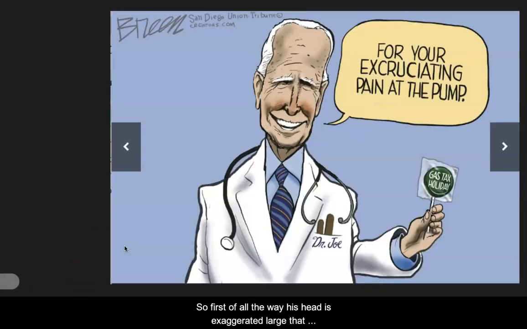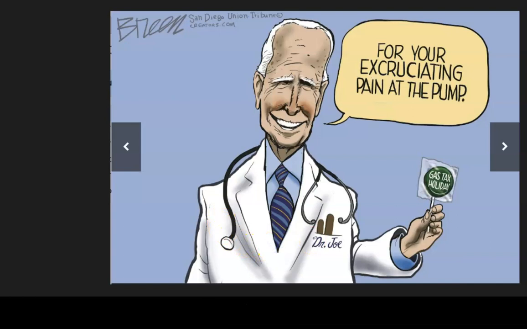So first of all, the way his head is exaggerated, large, that would be a caricature. And cartoonists use caricature to help you identify someone quickly. So anytime you see a political cartoon with President Biden, he's probably going to have a big forehead, kind of a long head, and kind of a goofy smile. And that's just the way to easily recognize President Biden in political cartoons.